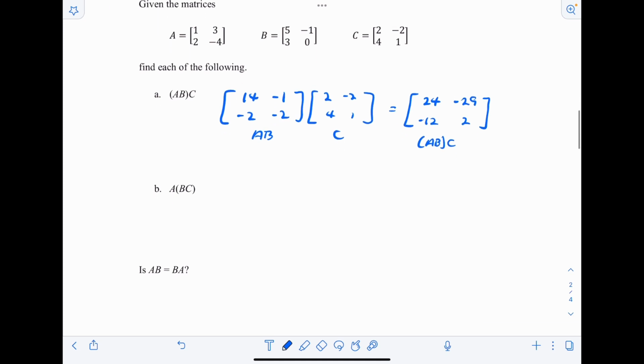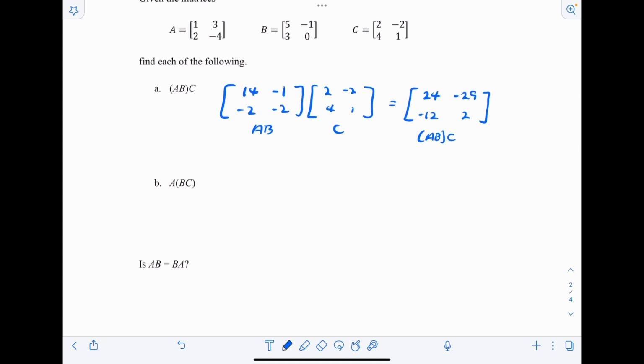So now let's do the same thing, but let's change up the order here. So we're going to take B times C first. So in this case, taking B times C, we have 10 and -4 is 6. -10 and -1 is -11. And then for the second row, 6 and 0 is 6.